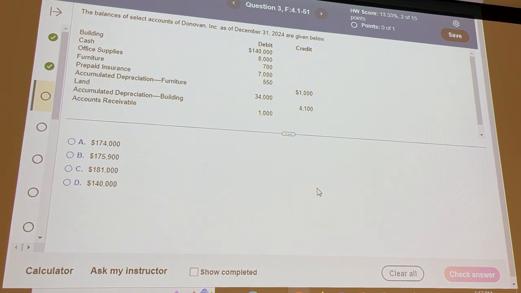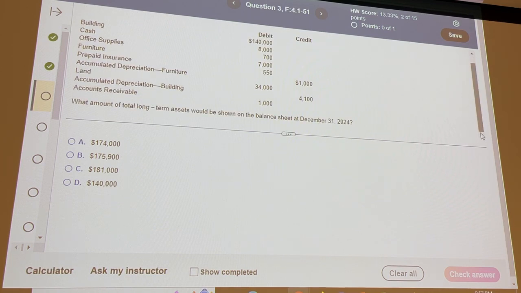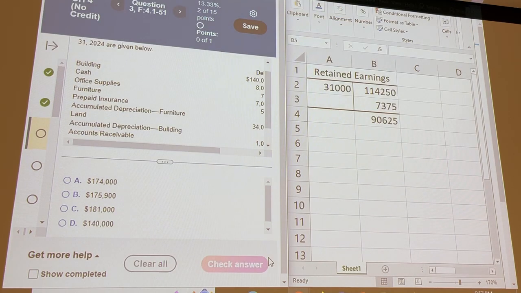Okay, here's some data for a company's accounts. What is the total amount of long-term assets that should be shown on the balance sheet? So this is actually kind of a tricky one. So I'll go back to Excel here.